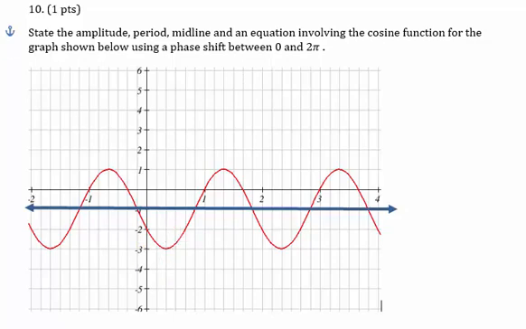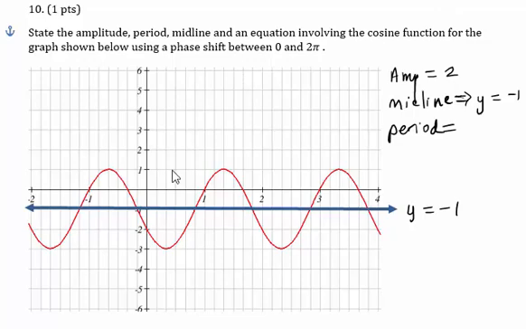Okay, so we can go ahead and write that the midline has equation y equals -1. Next we can find the amplitude, which is the number of spaces from the midline to the max, or the midline to the min. And in this case, it's 2 spaces, so the amplitude is 2.